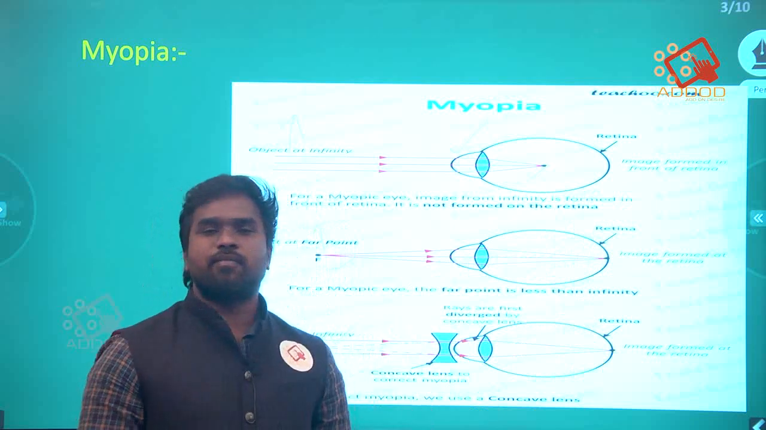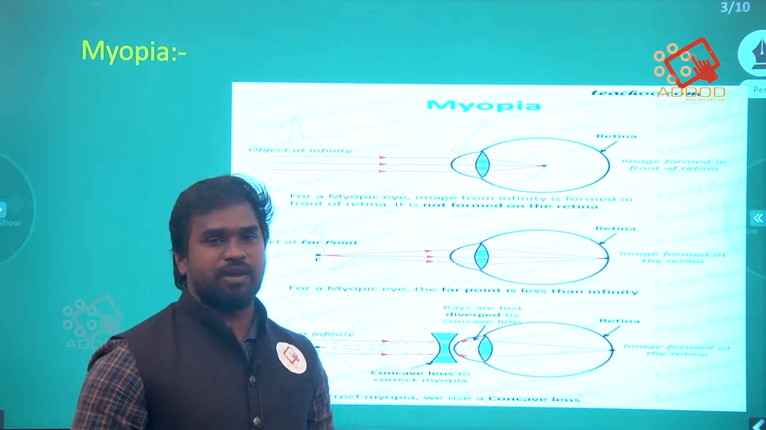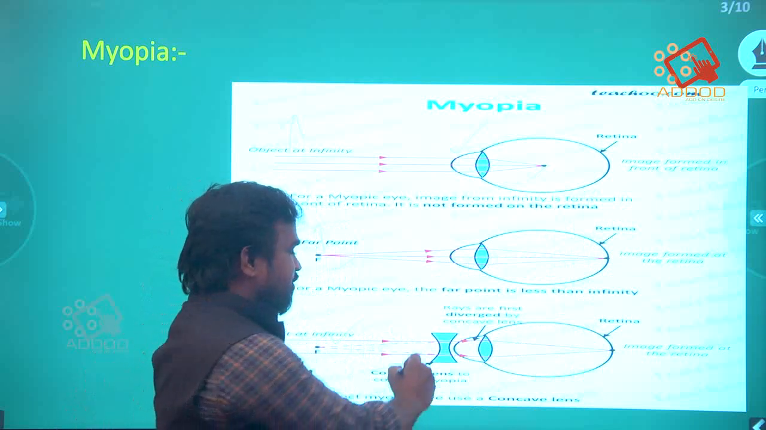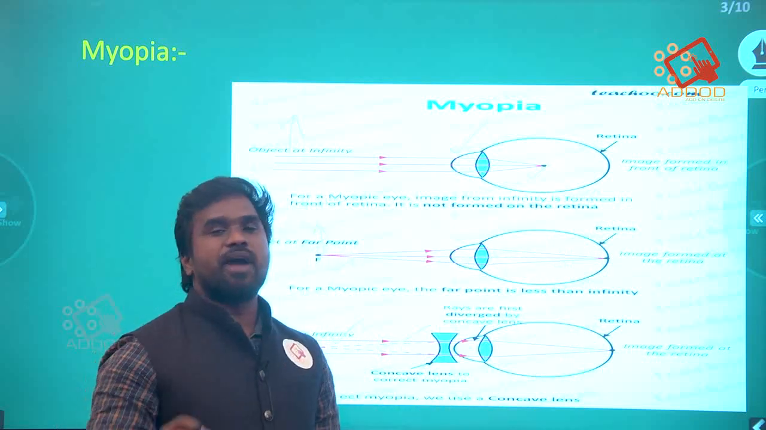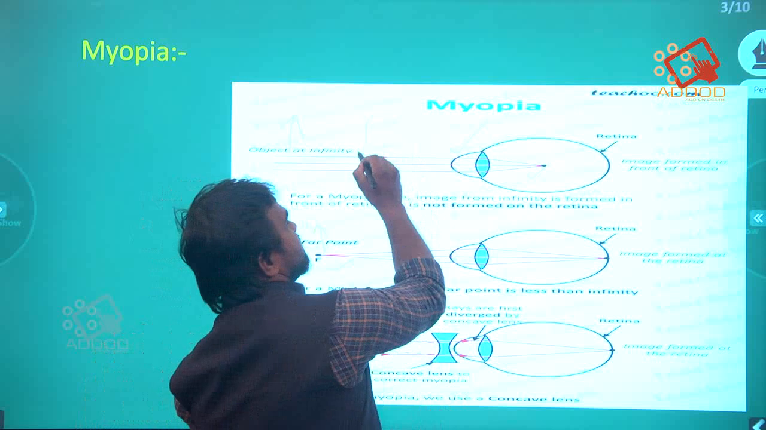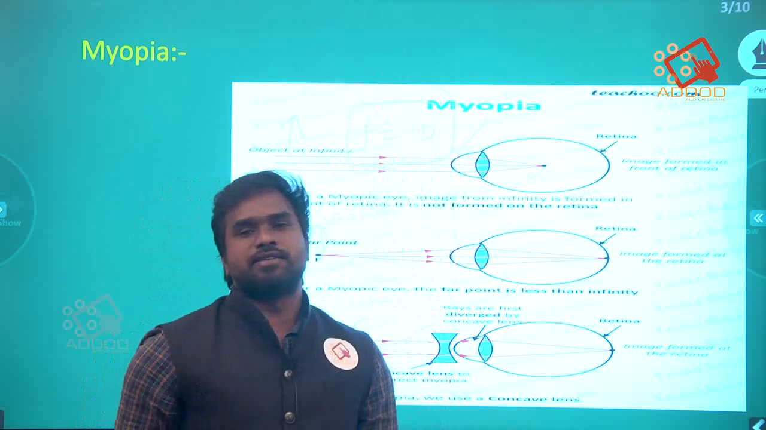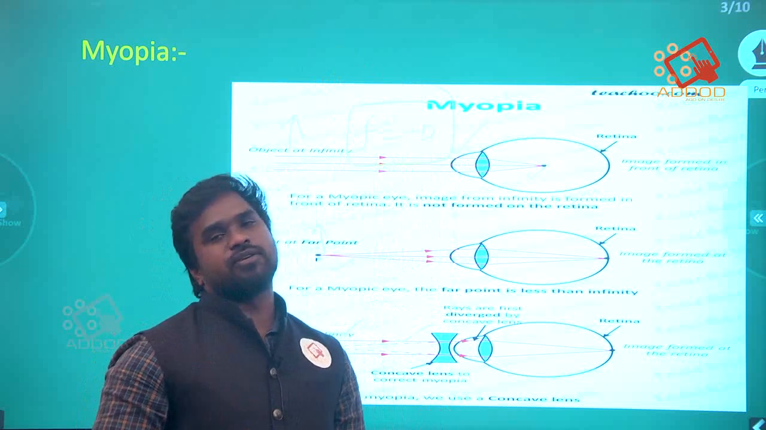See the third diagram. The third diagram explains which type of lens we use for correcting myopia. For correcting myopia, we use the concave lens, that is a biconcave lens. The focal length of the biconcave lens is f equal to minus d. Okay, this is all about myopia.